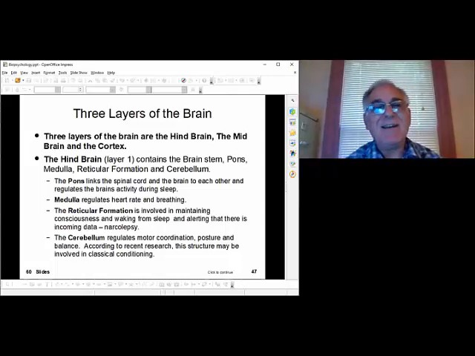Whoa! So the cerebellum regulates motor control, we know that, motor coordination, posture, balance, and many different studies are showing that it also has an effect with memory as well.